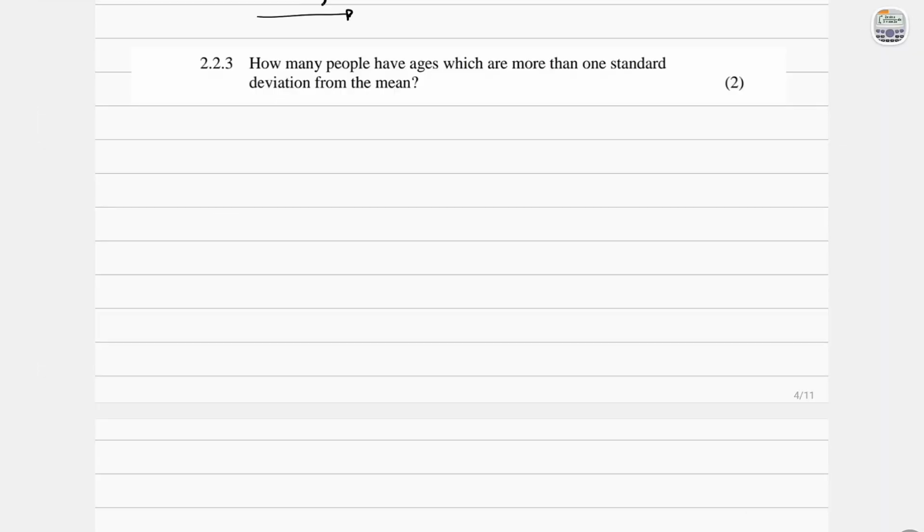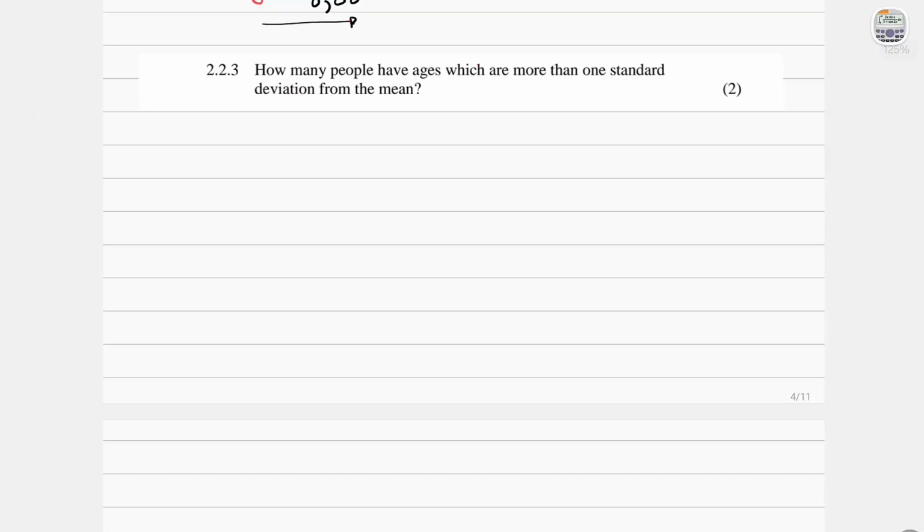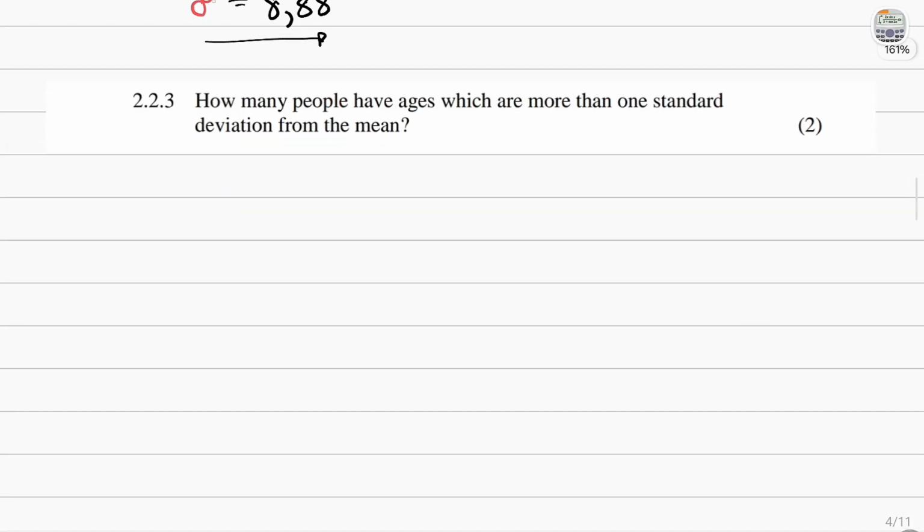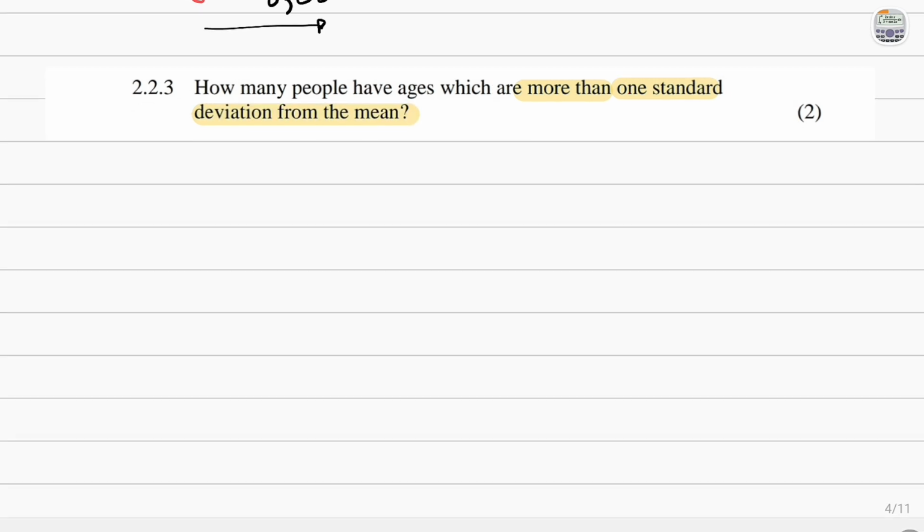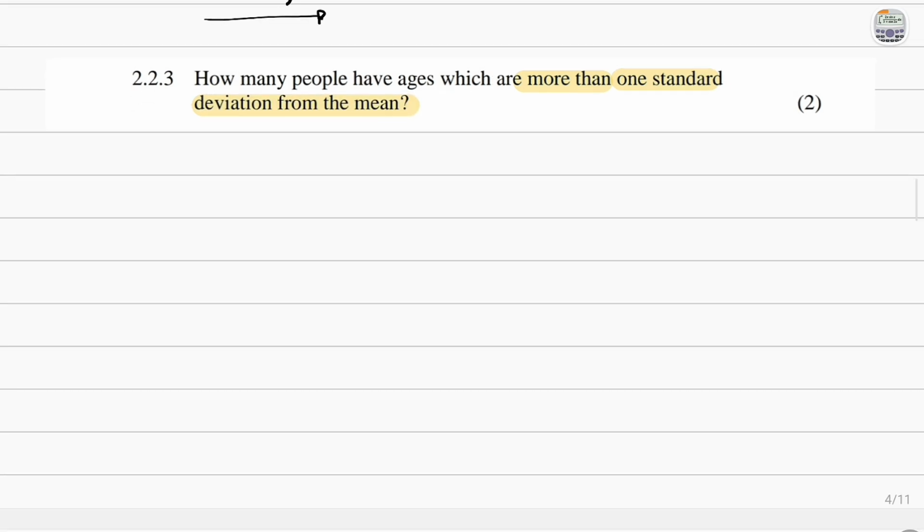Question 2.2.3 says, how many people have ages which are more than 1 standard deviation from the mean? Okay, so we're going to look at a standard deviation from the mean.